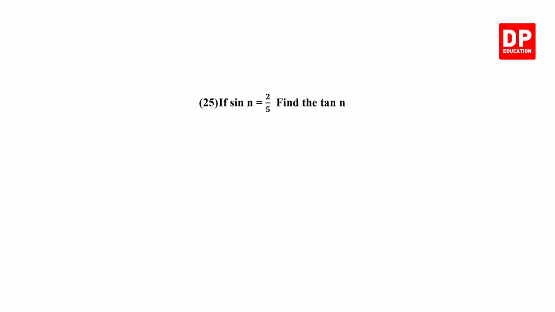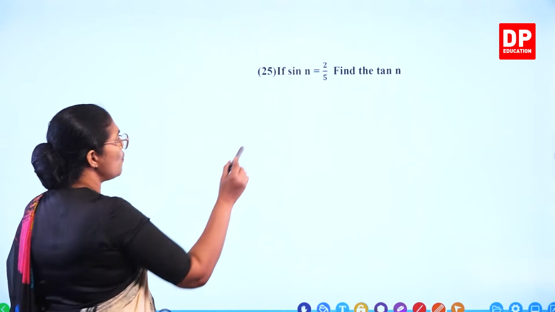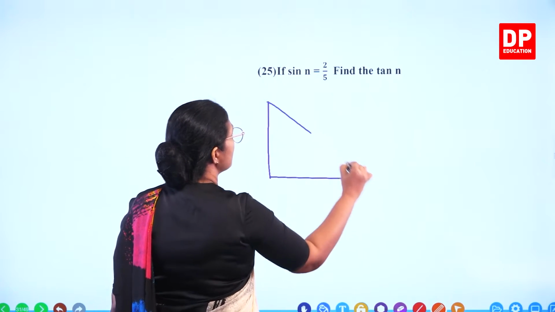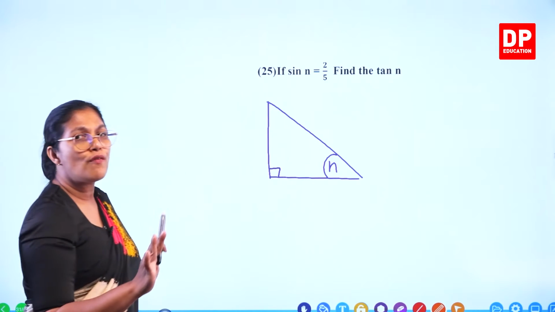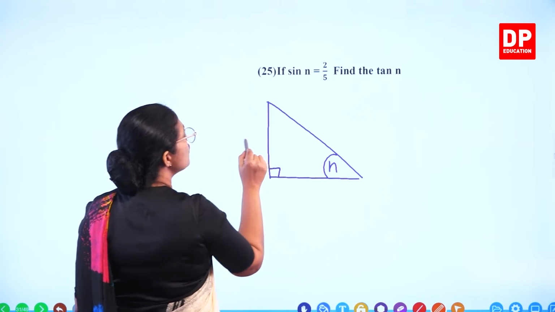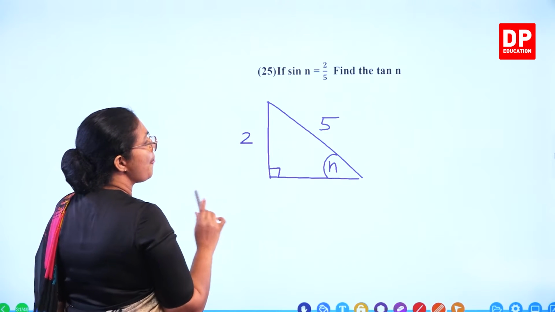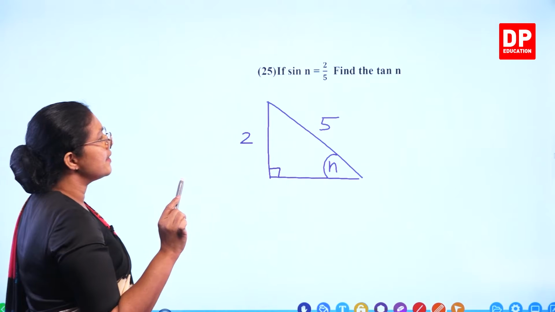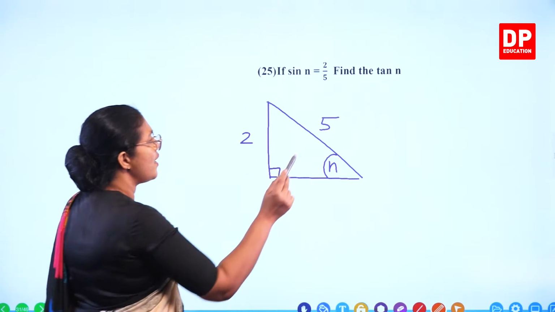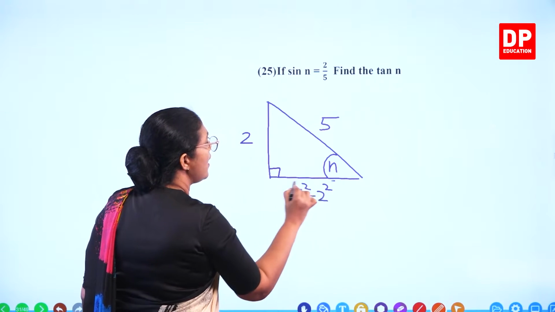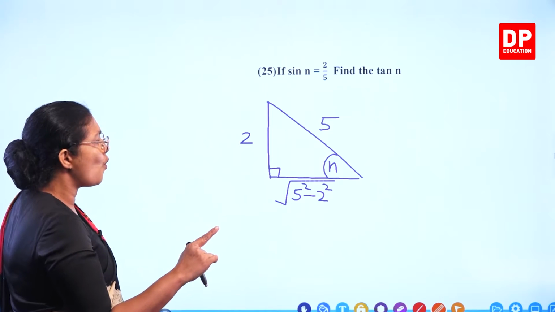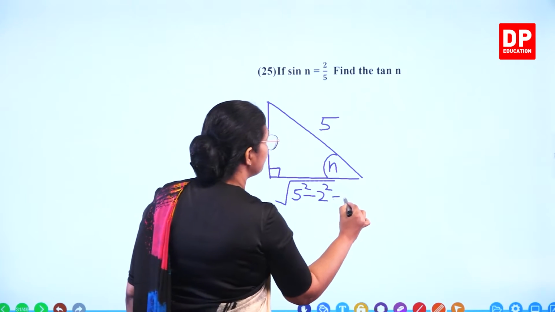Question number 25. Sin n equals 2/5. Find tan n. What is the relationship between sin and tan? When you take a right angle triangle, if the angle is n, we know sin is opposite over hypotenuse. So if opposite is 2, hypotenuse is 5. Then what is the adjacent of this triangle? You can use Pythagoras theorem: 5 squared, hypotenuse squared, minus the other side squared, and take the square root. 25 minus 4, square root of 21.